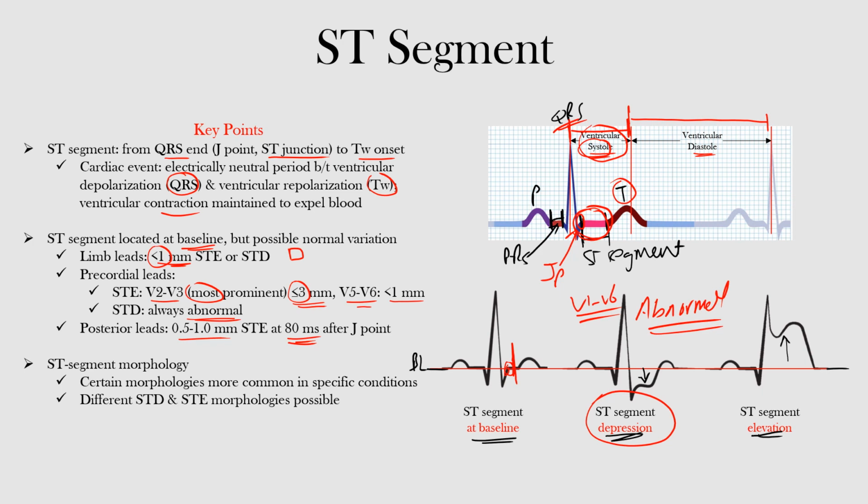In the posterior leads, you can have up to 0.5 to 1 millimeter of ST elevation at the 80 millisecond point after the J point, as we discussed. Posterior leads V7 through V9 have been the most studied, not really V10. Now, we said the ST segment morphology can be more common in certain conditions, and we can have these different ST depression and ST elevation morphologies present with concave up and concave down, and these are things we'll look at in later lectures. Well, that's the end of this lecture. We discussed the ST segment, specifically what it represents and how it should normally appear on the EKG. I hope you learned something.